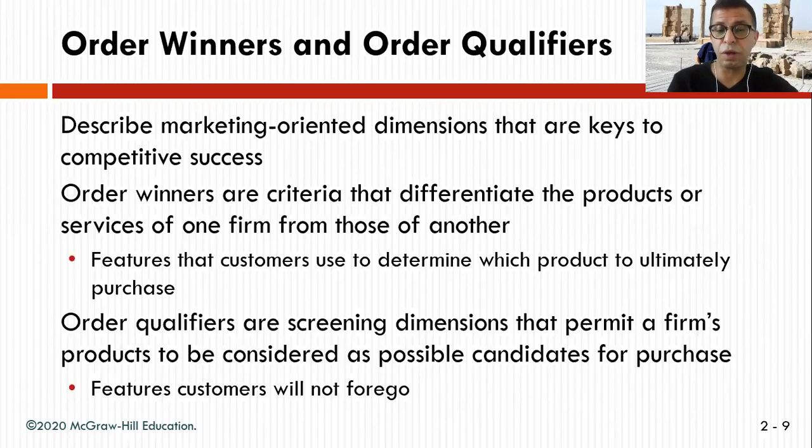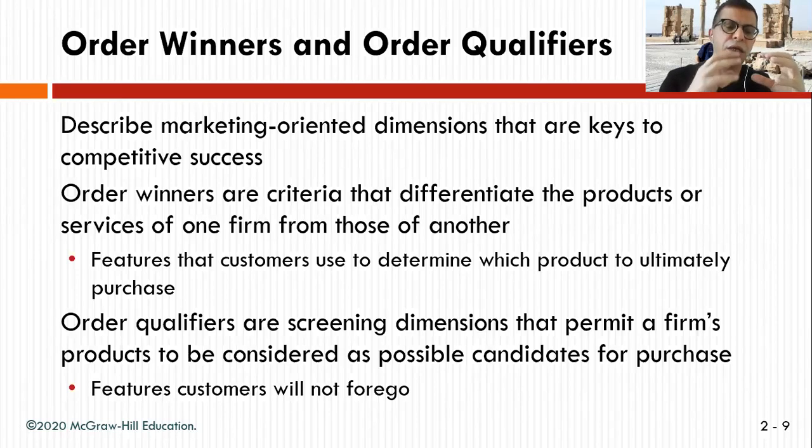Order qualifiers are a screening dimension that permits a firm's product to be considered as a possible candidate for purchase, but they're not order winners. One of them could be an order winner, or some of them. A customer would not ignore these. There are 10 features the customer looks at, and 9 of them are met by everybody, and they are order qualifiers, but number 10, one of them is better than everybody else. It's more complicated than that, but let's put it this way.